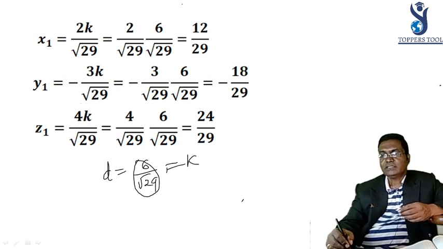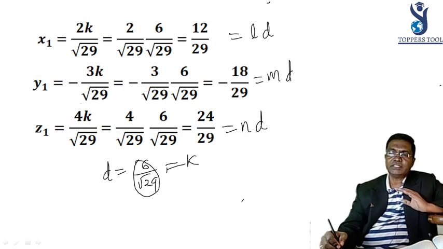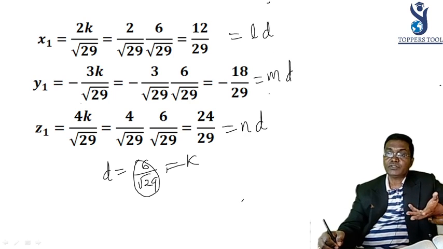So actually the coordinates can be found directly by this. This is the product of L into D, and this is the product of M into D. So directly you just find the direction cosines of the normal and the length of the normal. Once you find those quantities, just find the product of those, and that gives the coordinates. This is the direct way of approaching.